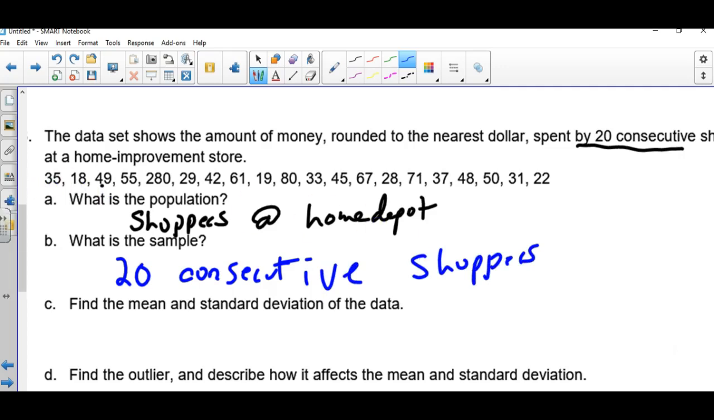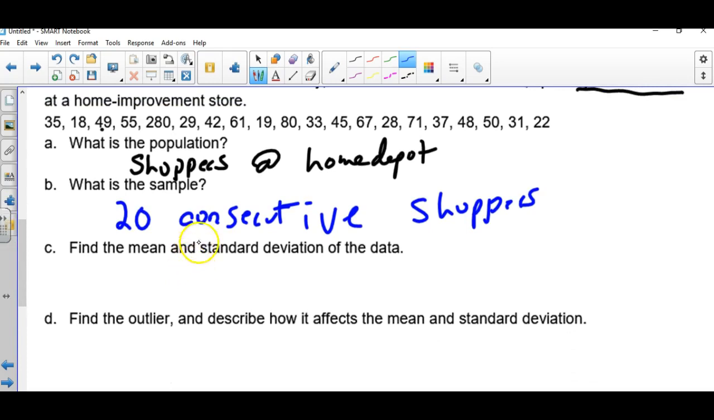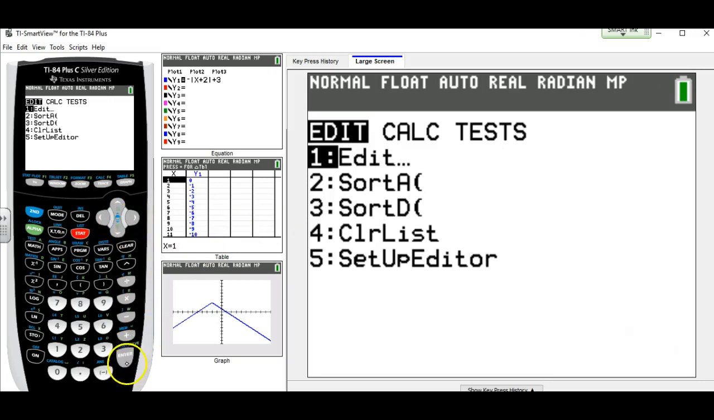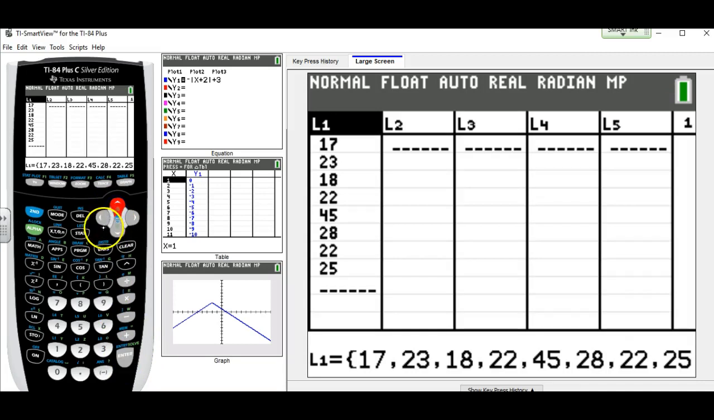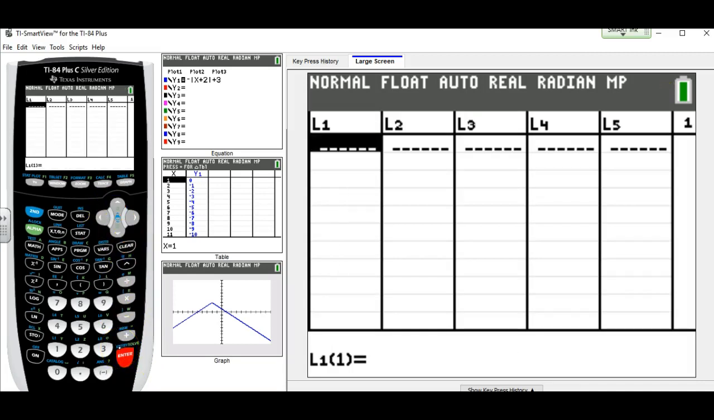All right, so now, what's the mean? Again, take these numbers right here and put them in our calculator like this. You're going to go to Stat, then Edit. We're going to clear our list and enter the data. So we have 35.